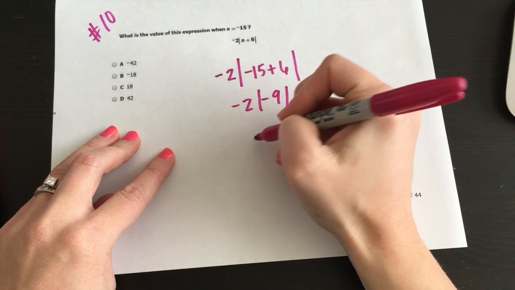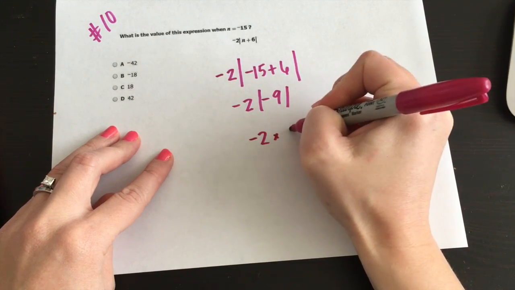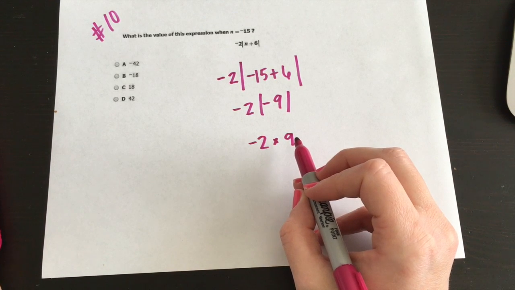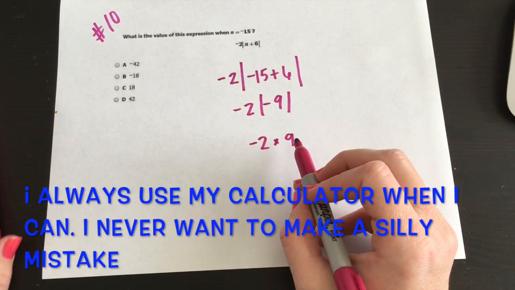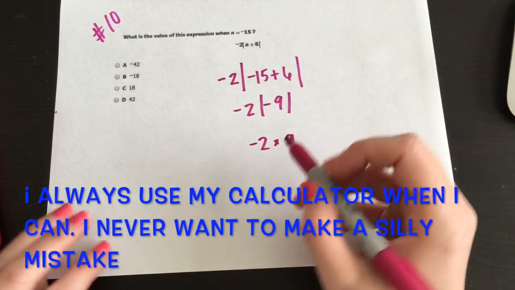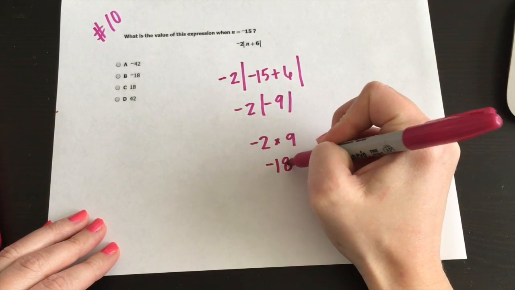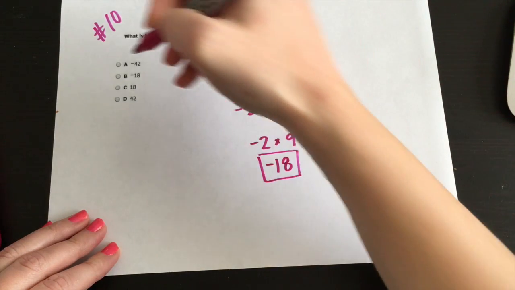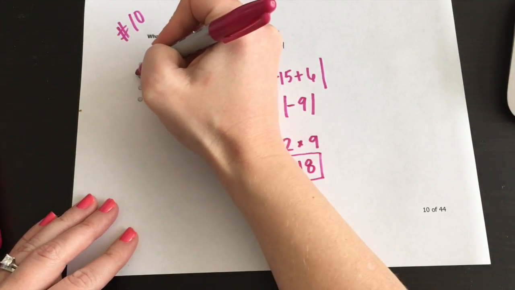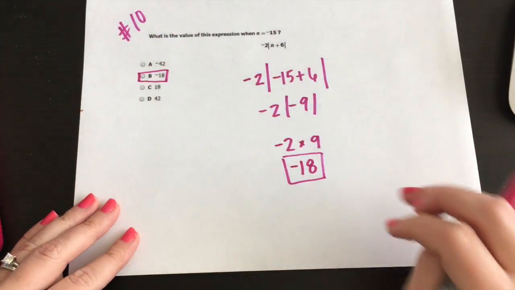Well, the absolute value of negative 9 is a positive 9. So we have negative 2 times 9, which should be negative 18. And the answer here is B.